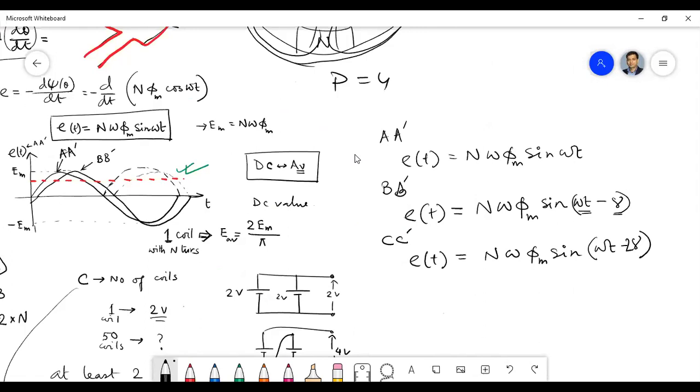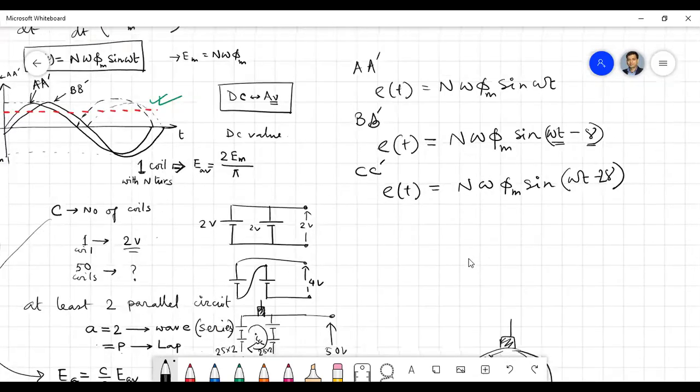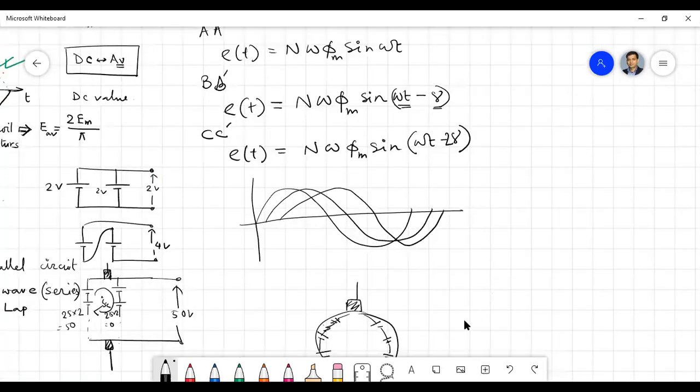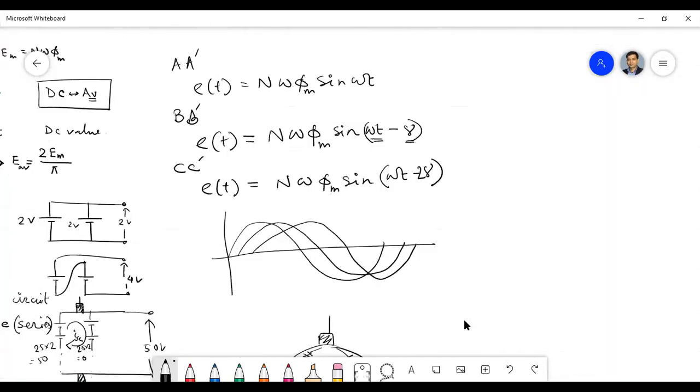So, this is how it is. We have three different sinusoids having the same peak value, but with phase differences. Now suppose I want to add these three. How can we add these three? Because if I go by these sinusoids, we have to add three sines.